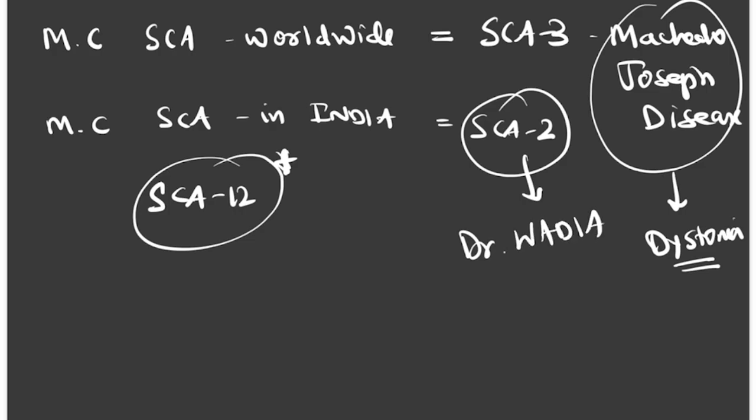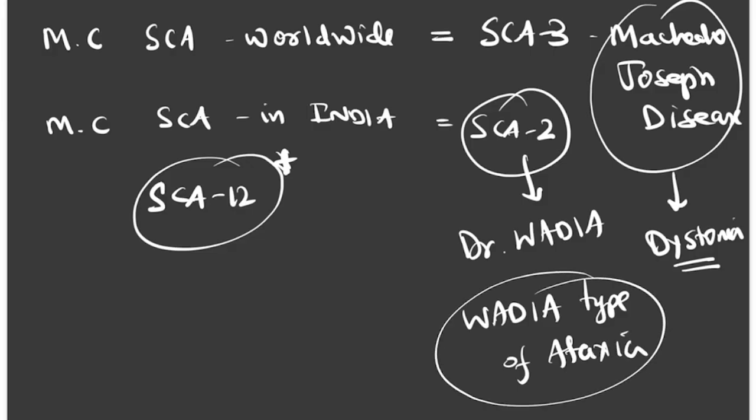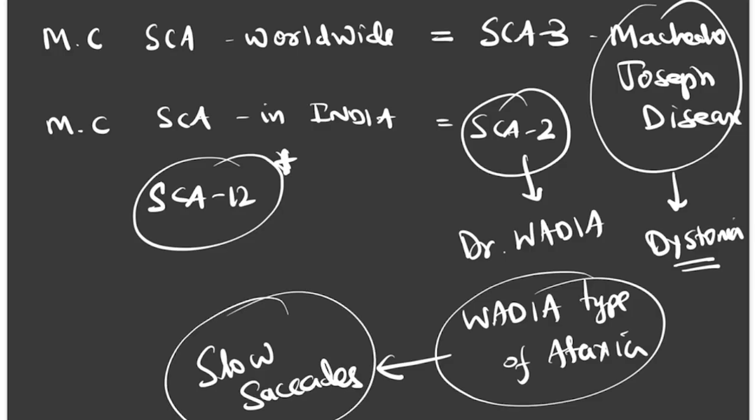Wadia. That's why it's also called Wadia type of ataxia. So it's also called Wadia ataxia. And what is the classical presentation of this SCA2? It is the slow saccades. It's a very unique feature. And why will there be slow saccades?